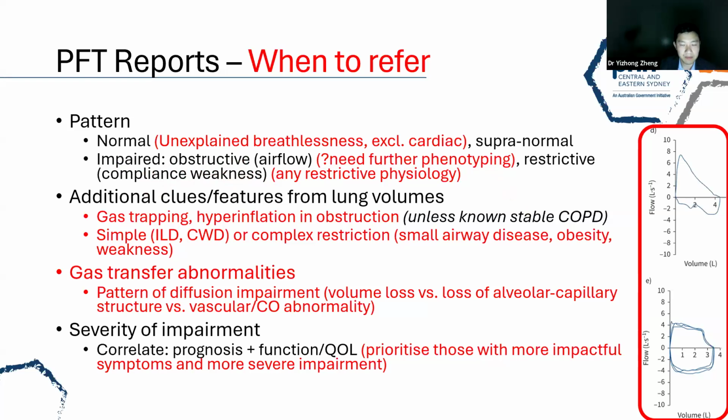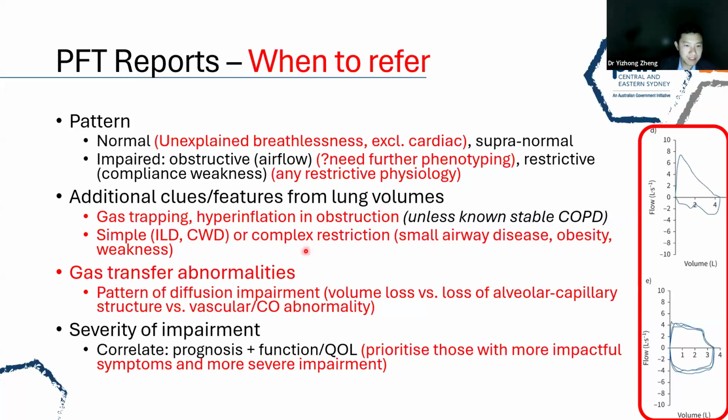Any restrictive pathology, unless it's already an established known condition that's stable, you would consider referral for us to work out: is this ILD, where early intervention and diagnosis is important? Is it a chest wall disorder? Is it a neuromuscular process?